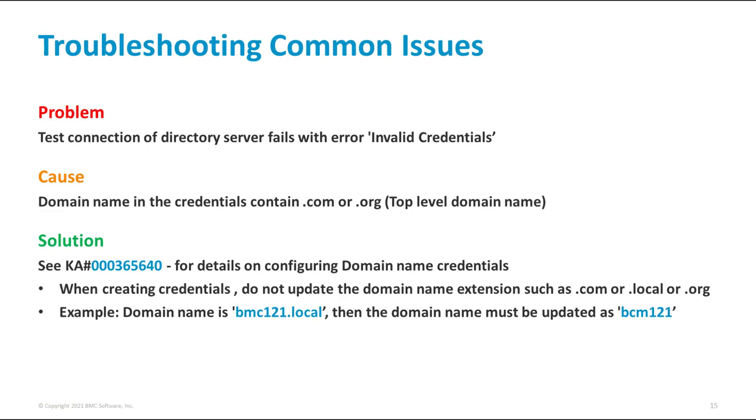Now, issues related to directory server. The most common one that we have seen is where the test connection of the directory server fails with an error, that is, invalid credentials. The cause of this issue is that the domain name that has been mentioned under the credentials contains .com or .org. The solution is you need to create the credentials without updating the domain name with the extension .com or .local or .org for that matter.